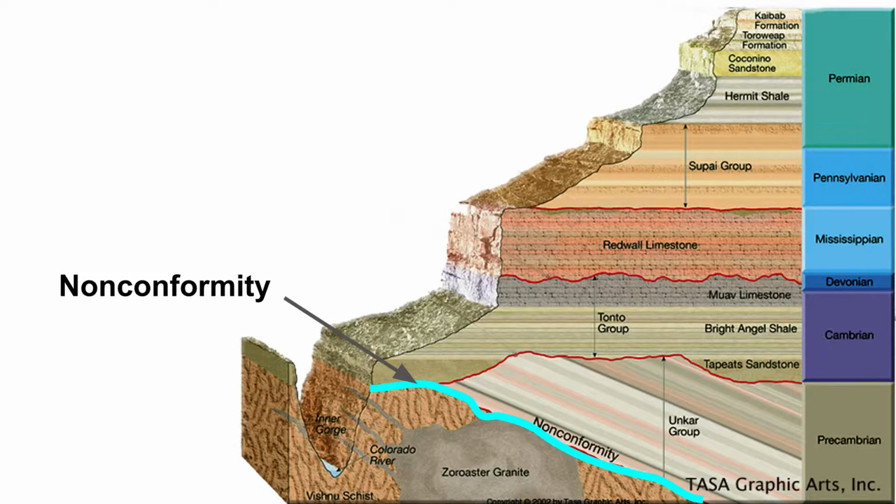There we go. The last type, if you look at the bottom of this image, we have what's known as the Vishnu schist. This is a metamorphic rock that makes up the base of the Grand Canyon. And then you also have a granite that cut through the schist, and these two rocks make up the bedrock of the Grand Canyon. So in this case, this teal line represents the boundary between one type of rock, either metamorphic or granite, that's in contact with the sedimentary rock above it. So this would be a great example of a nonconformity in this scenario.